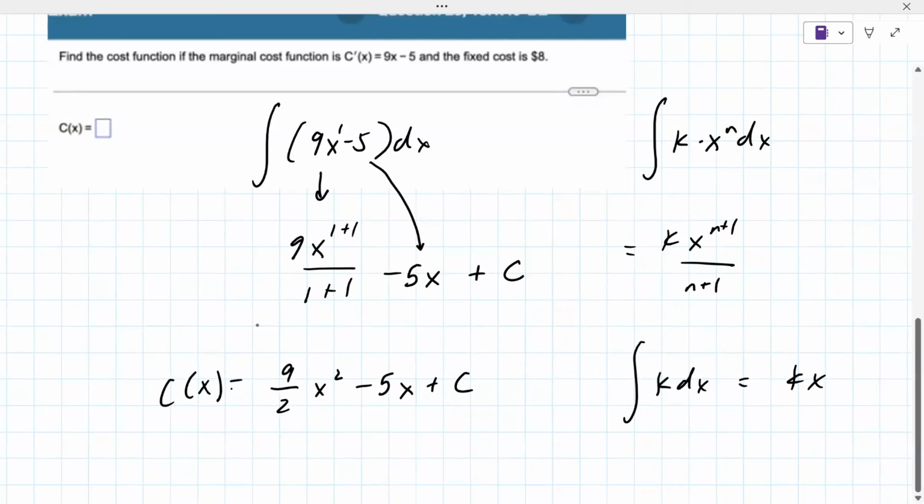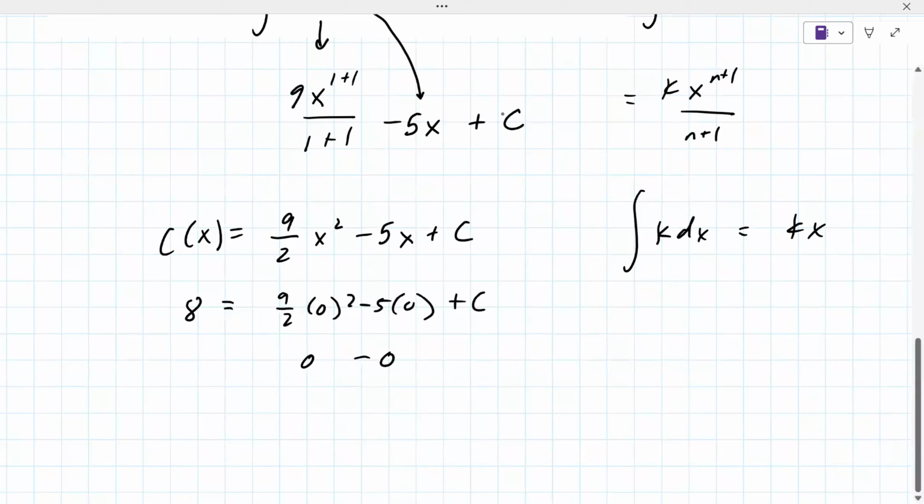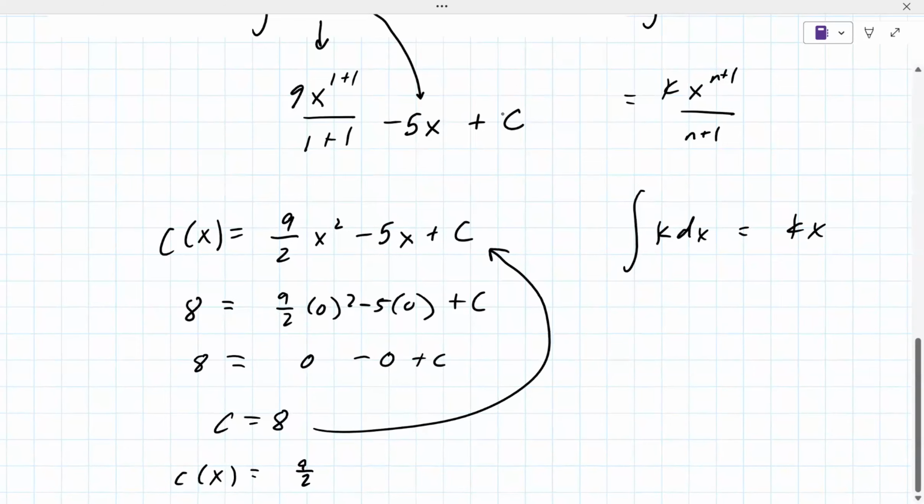And this is your cost function. Now we have to figure out how to use the fixed cost. But any questions on how to integrate? No. Okay. So the fixed cost is when x equals 0, the cost is 8. So you're putting 0 in for x, and these all go away: 0 minus 0 plus c. So you end up getting that c equals 8. And that goes back in. So C of x equals 9 halves x squared minus 5x plus 8. And that's your final answer.